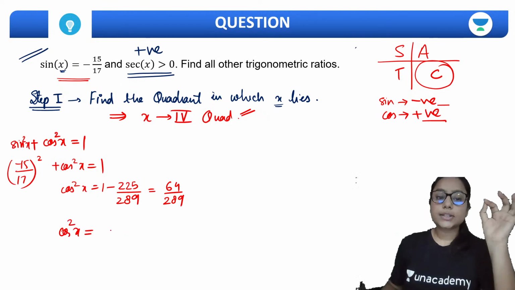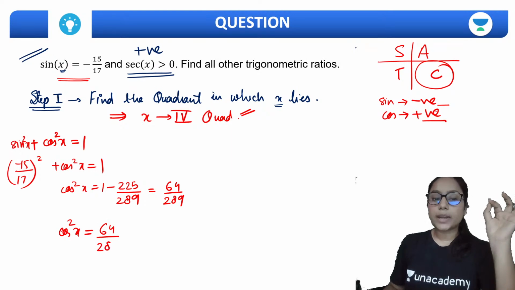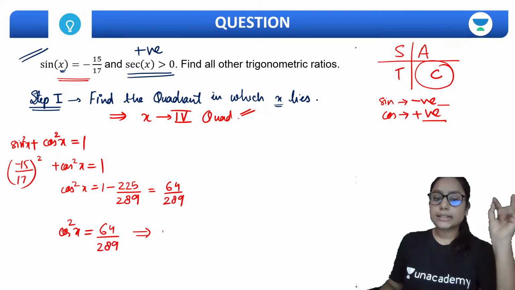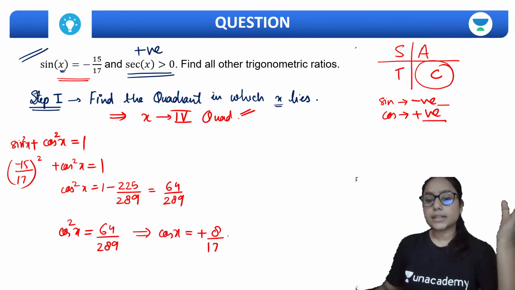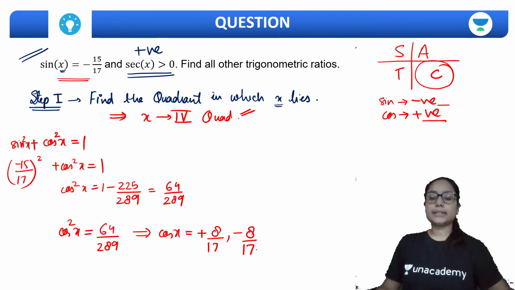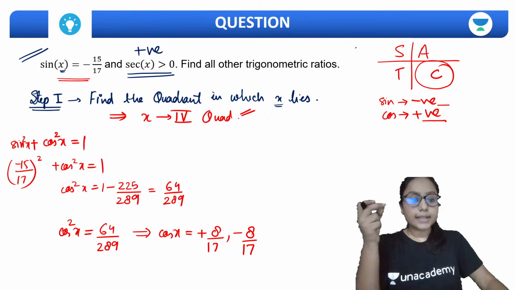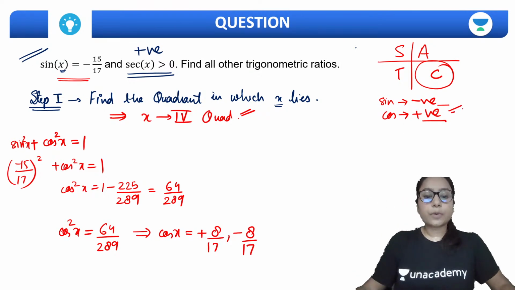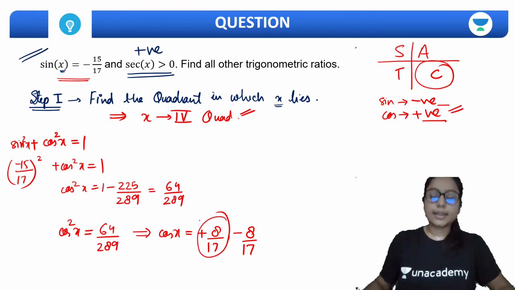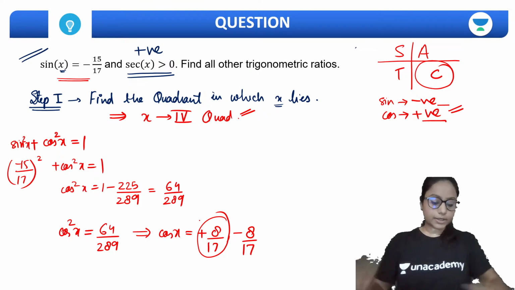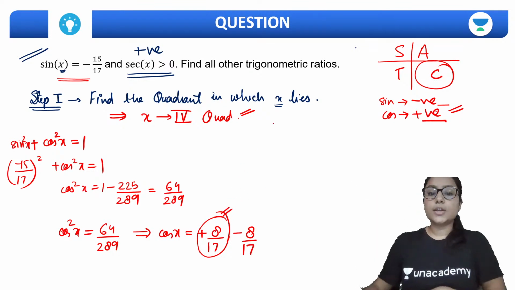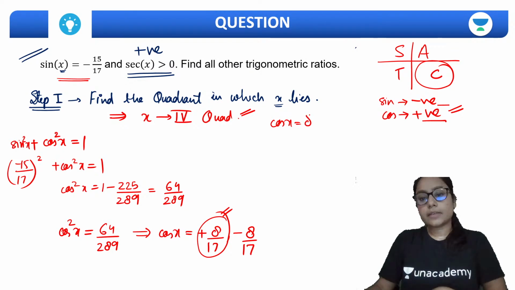Cos square x is 64 by 289. So two values will come, plus and minus both. So cos x is either plus 8 by 17 or minus 8 by 17. Harshita, clear? But cos is positive, so you are getting 8 by 17. Right answer, Harshita. So cos x is 8 by 17.